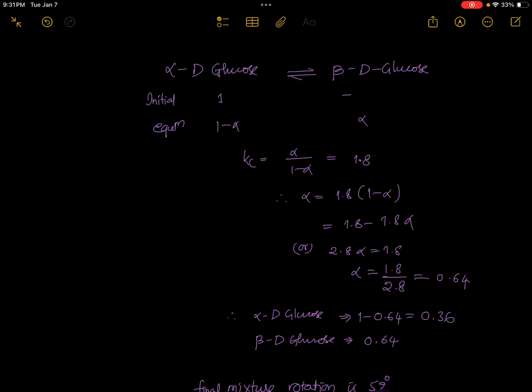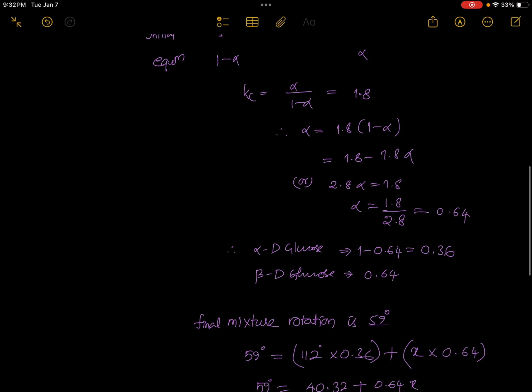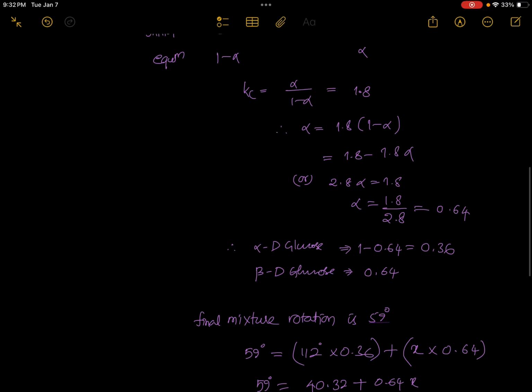Here is an interesting question. Alpha D glucose and beta D glucose. Alpha D glucose turns into beta D glucose and the equilibrium constant value is given as 1.8. He mentioned alpha D glucose rotation is somewhat 112 degrees and the final mixture rotation is 59 degrees. So what is the rotation of beta D glucose?